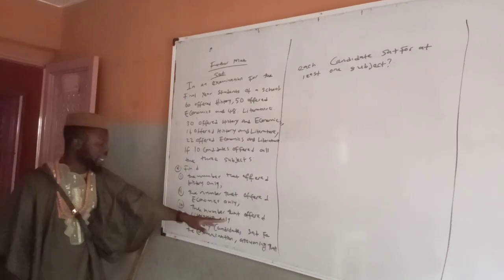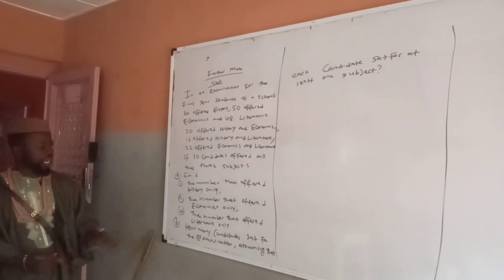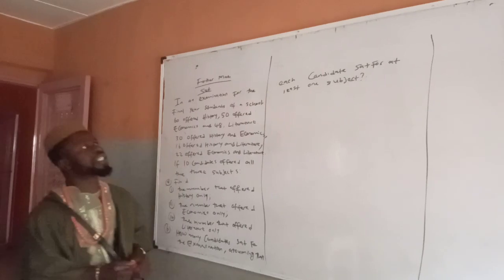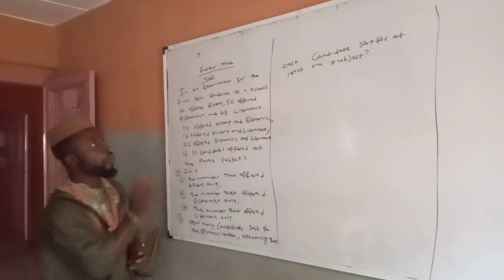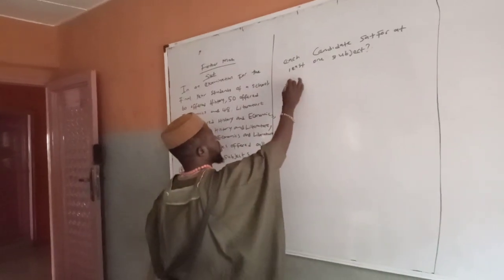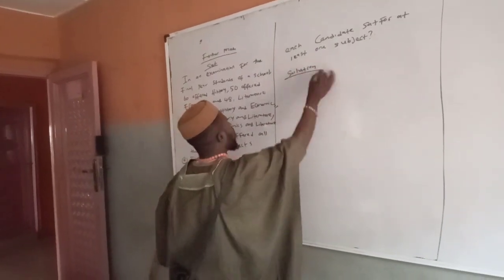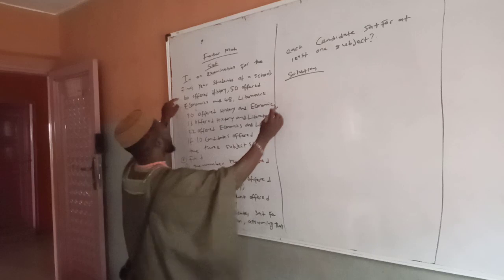And B says, how many candidates sat for the examination, assuming that each candidate sat for at least one subject. Now, solution. What you will do is to list out what you are given.